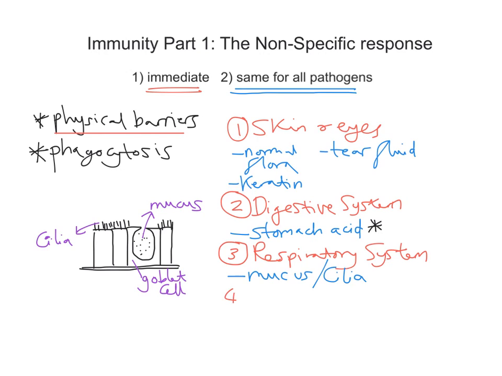That leads us into number 4. And number 4, as the route of entry, is the reproductive system.